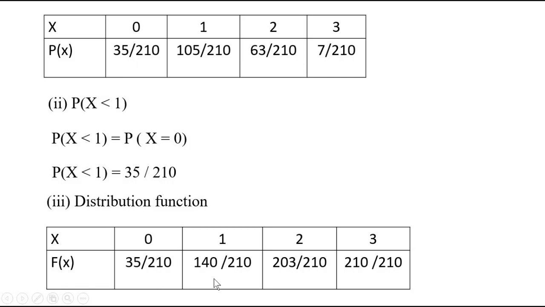The second value will be 35 by 210 plus 105 by 210, which is 140 by 210. The third value will be 140 by 210 plus 63 by 210, which is 203 by 210. The fourth value will be 203 by 210 plus 7 by 210, which is 210 by 210. I have explained in brief how to find the distribution function in my first lecture. You can go through the first lecture.